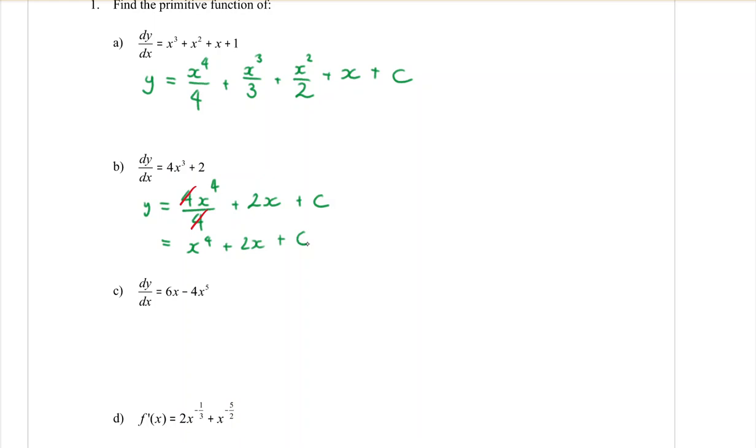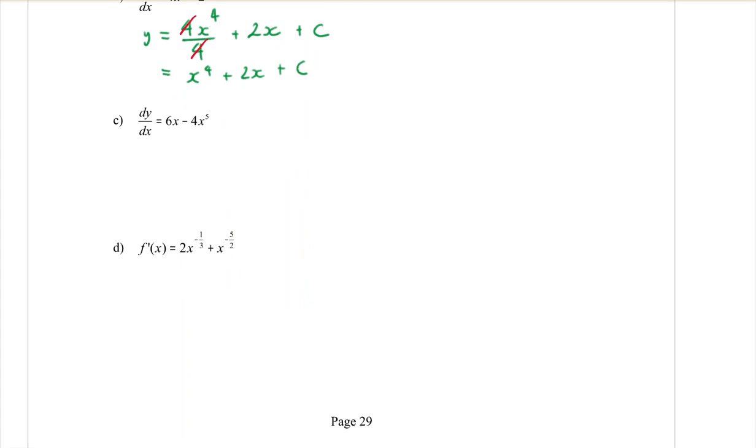All right, part C, dy over dx. So reversing the process, I want y equals. It is 6x. I want to add 1 to the power, becomes a 2, divide by the 2. Moving on to the second term, it's minus 4x to the power of 5, which will become a power of 6, adding 1 to the power, divide by the power. And don't forget to add on your constant. You will actually lose marks if you forget to add on your constant as well.